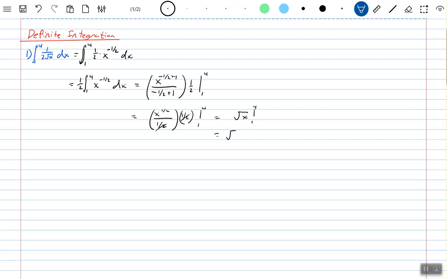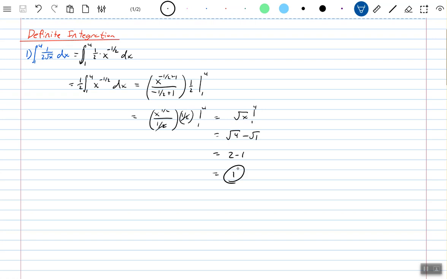So this is equal to the square root of 4 minus the square root of 1, which is equal to 2 minus 1, which is just equal to 1. So that's all there is to it. Pull the constant out front, rewrite the 1 over square root of x as x to the negative 1/2. Apply the power rule of integration, and then simplify, and then evaluate the antiderivative at the two endpoints, take their difference, and that gives us our definite integral.